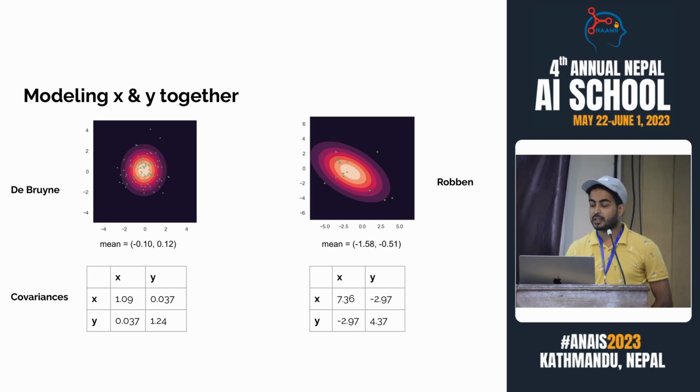Contrast that with Robin. What we said earlier is that when your x is negative, y tends to be positive, and when x is positive, y tends to be negative for Robin. So we say that the x and y variables are dependent for Robin, and for De Bruyne, the x and y components are independent. The same thing happens with your probability distribution: the distribution is independent if your component random variables are independent, and vice versa.